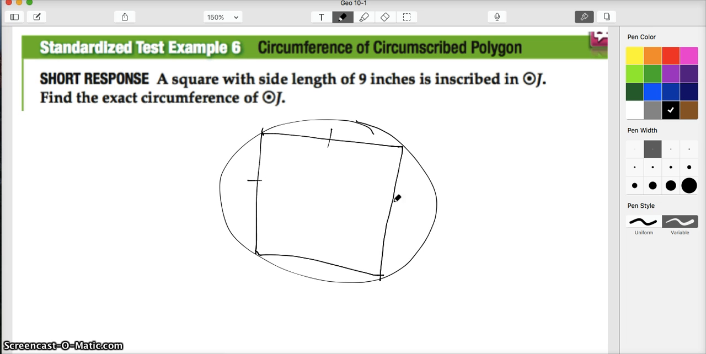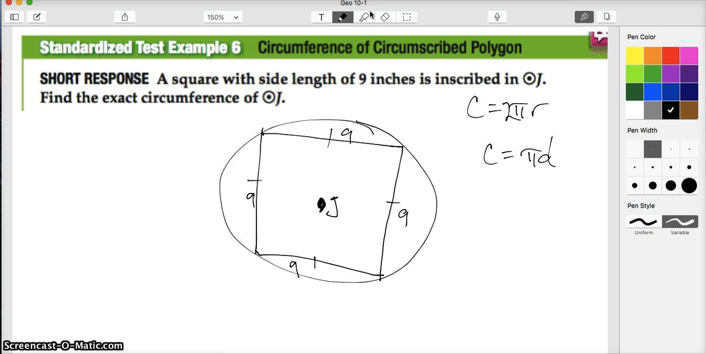We know each of these sides are equivalent. We know that this is called circle J, so the center of the circle is at some point J. And we know that the sides are 9 inches. Well, what else do we know? A square with length 9 is inscribed in this circle, and we need to find the circumference. Well, to find the circumference, I know I need 2 pi times r, or I need pi times the diameter. So it would be dope if I had the diameter.